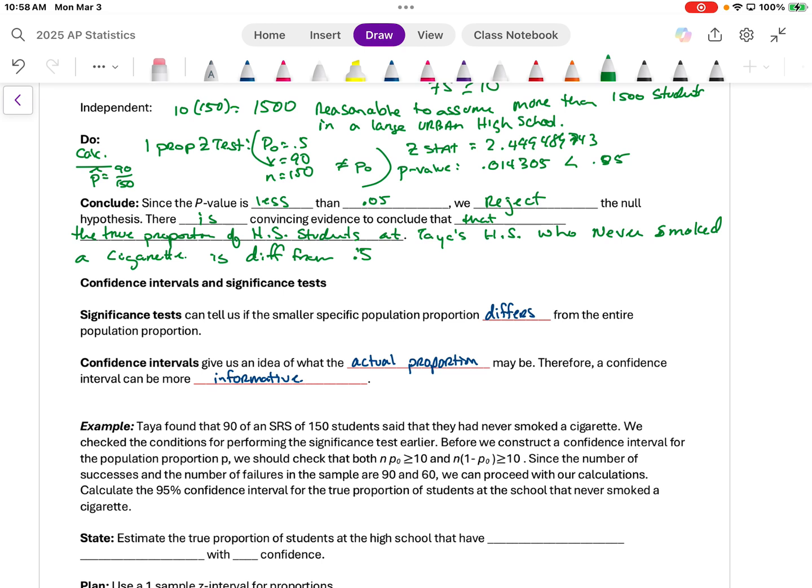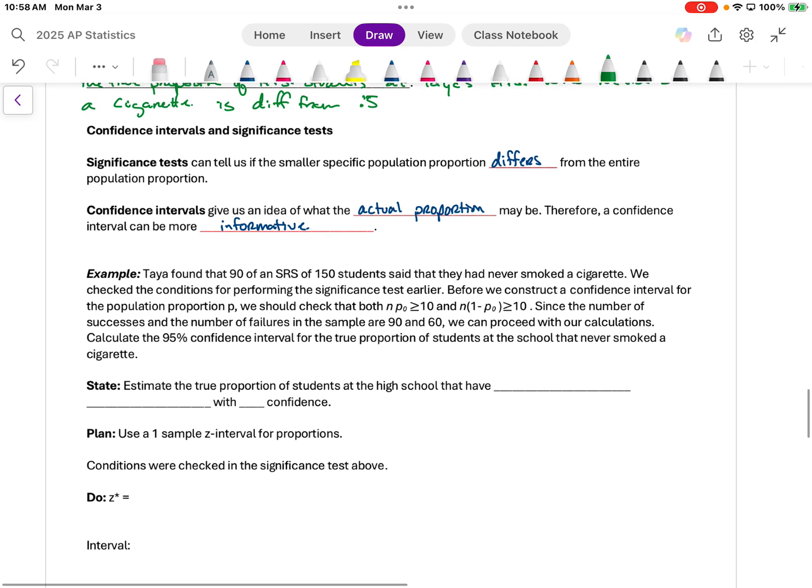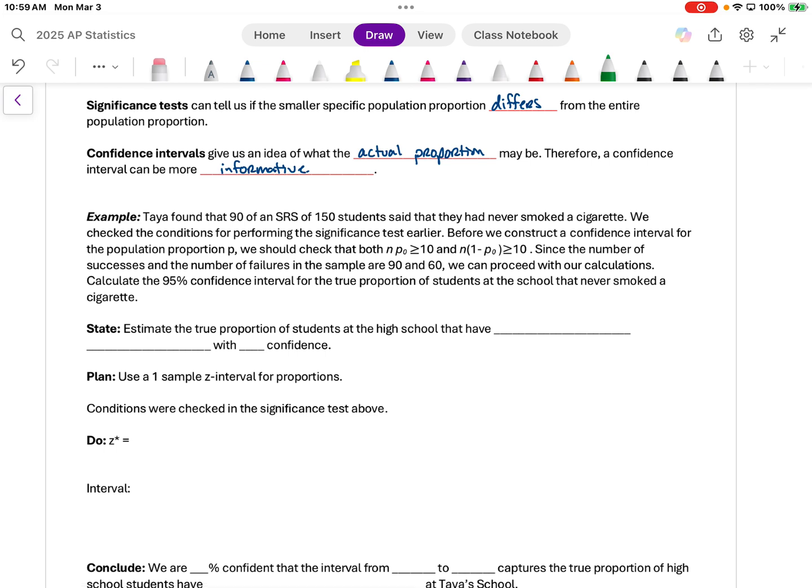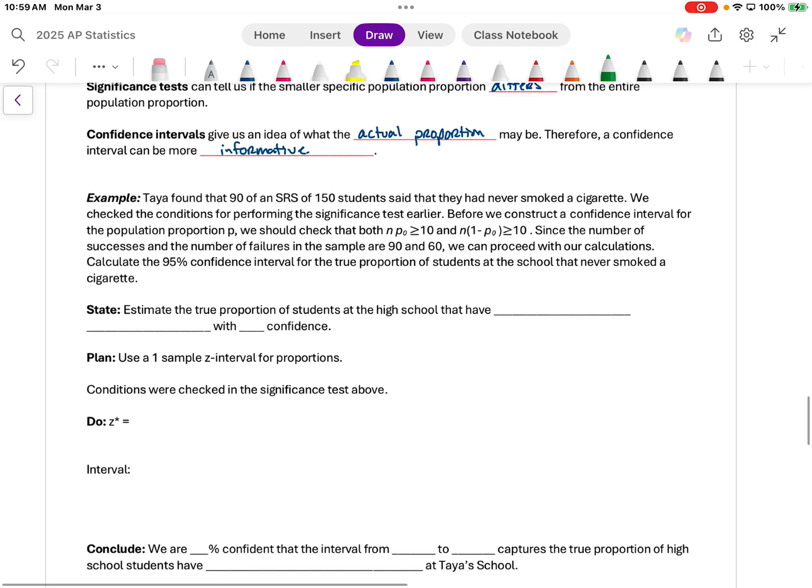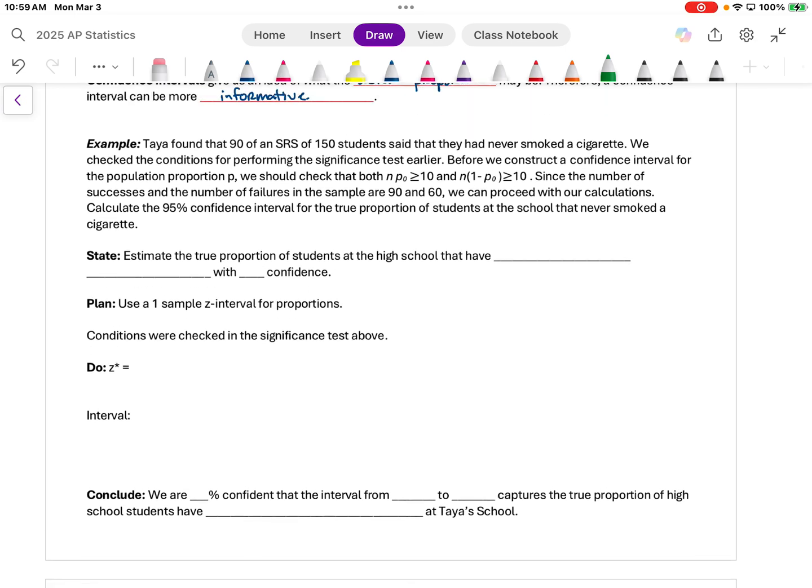Confidence intervals and significance testing. They are related. A significance test can tell us if the smaller specific population proportion differs from the entire population proportion. Confidence intervals give us an idea of what the actual proportion may be. Therefore, a confidence interval can be more informative. So what we're going to do here is a one sample z interval for proportions. And we already know what the hypothesis test came out to be. Now we're going to do a confidence interval from there.